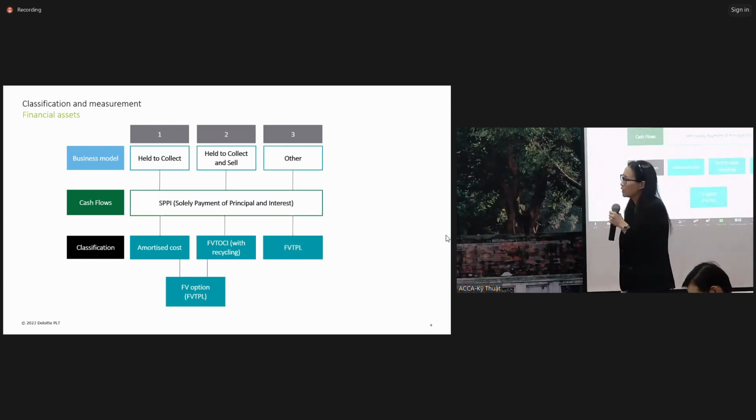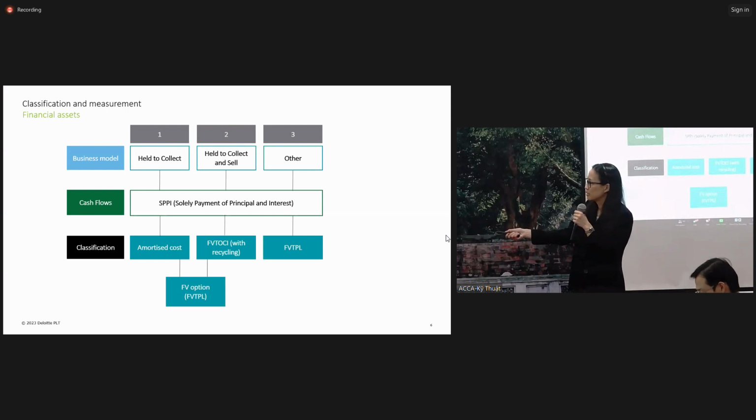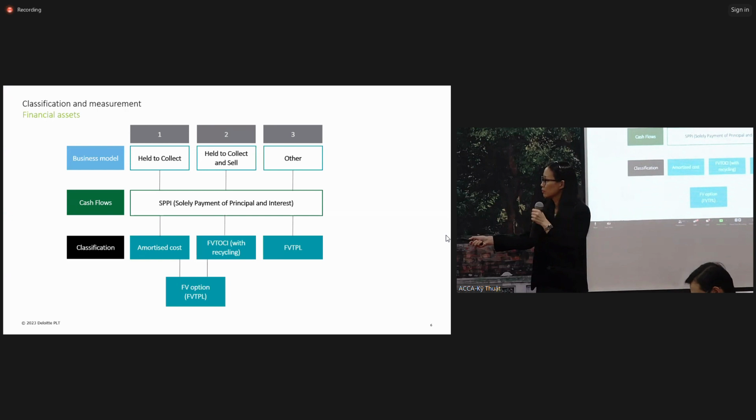Okay, now we have a third category. In the event that the SPPI test is met, but the model is other than held to collect or held to collect and sell, it will only have one way to classify, which is fair value to P&L. So if you look at the current scenario, based purely on business model and SPPI test, you only have one way to get to amortized cost. Only one way. It must be SPPI test met and the model is held to collect.